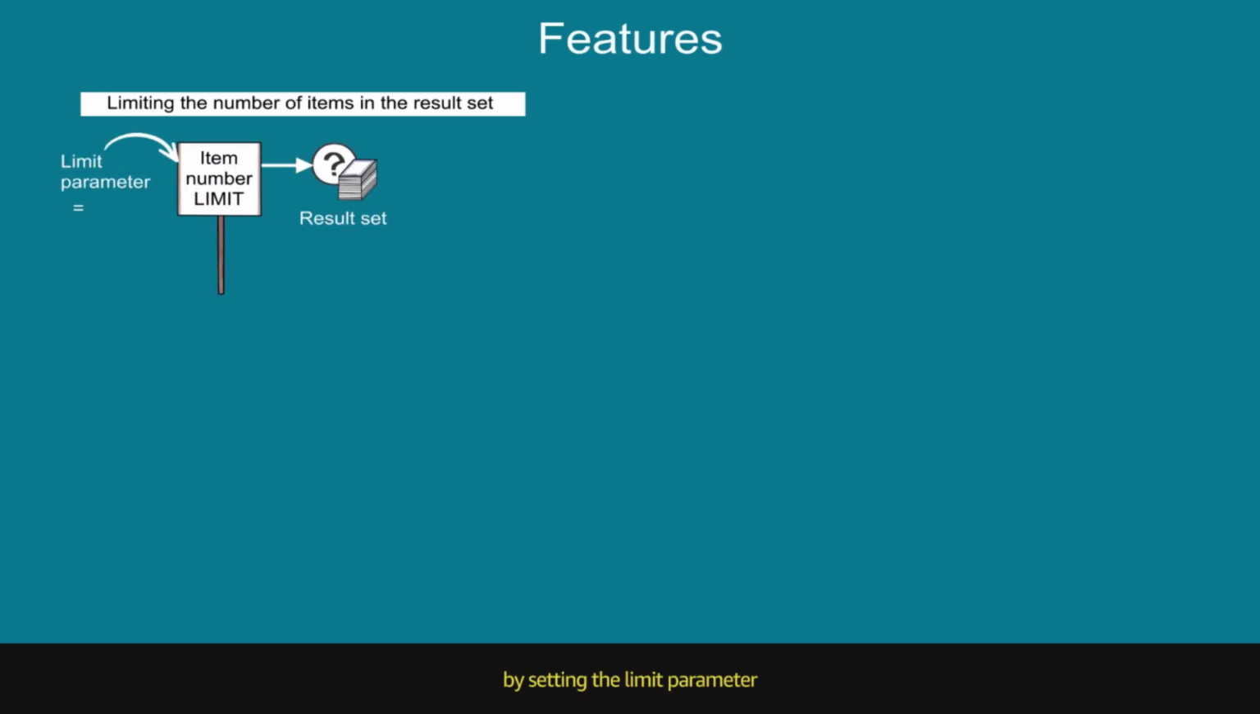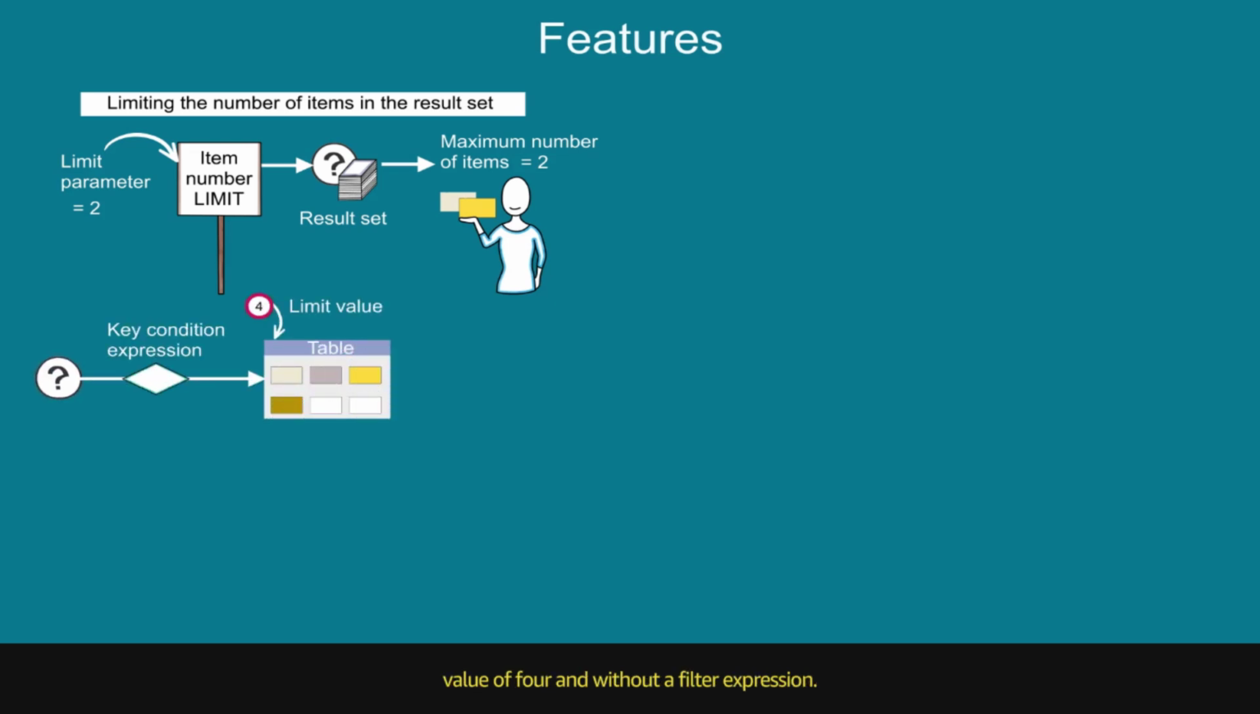Limiting the number of items in the result set. You can limit the number of items in the result set by setting the limit parameter to the maximum number of items that you want. For example, suppose that you query a table with a limit value of 4, and without a filter expression, the query result contains the first 4 items from the table that match the key condition expression from the request.